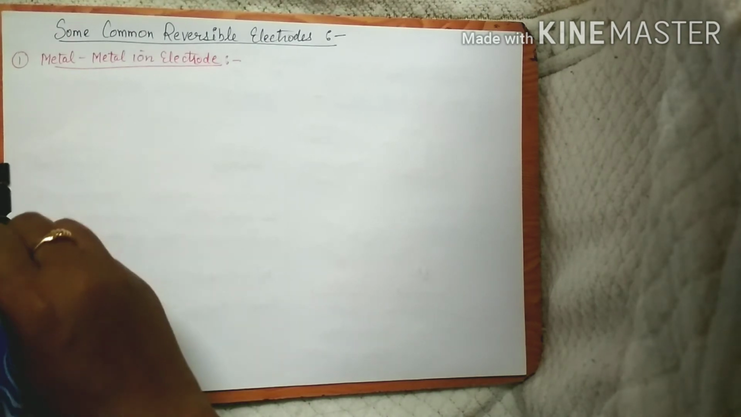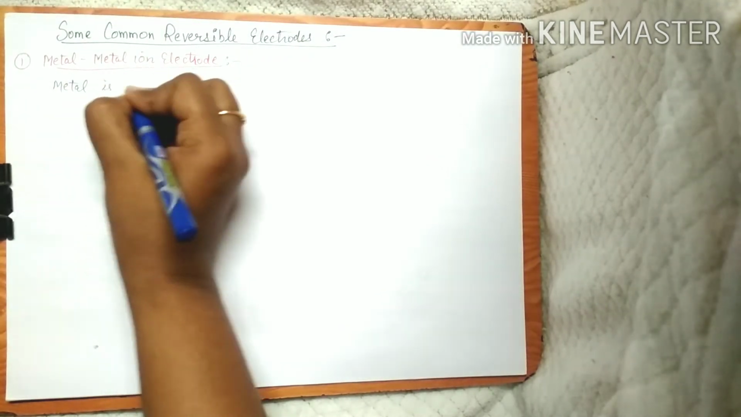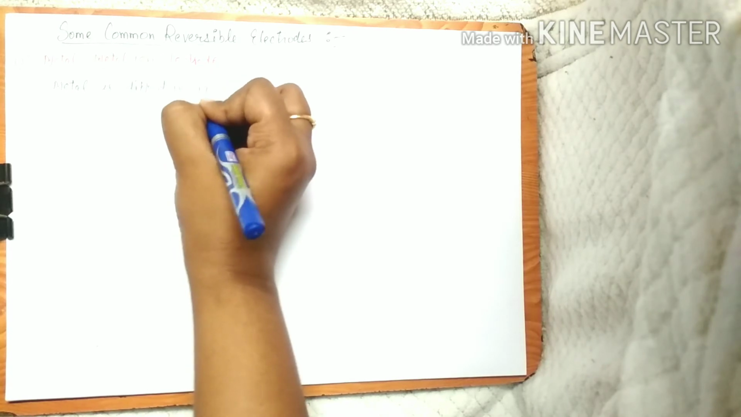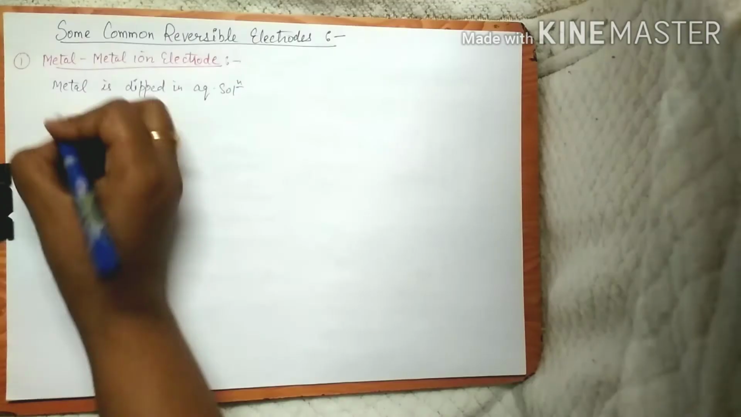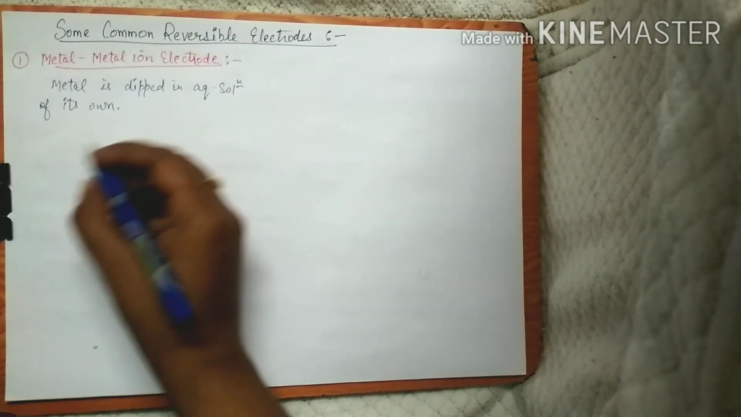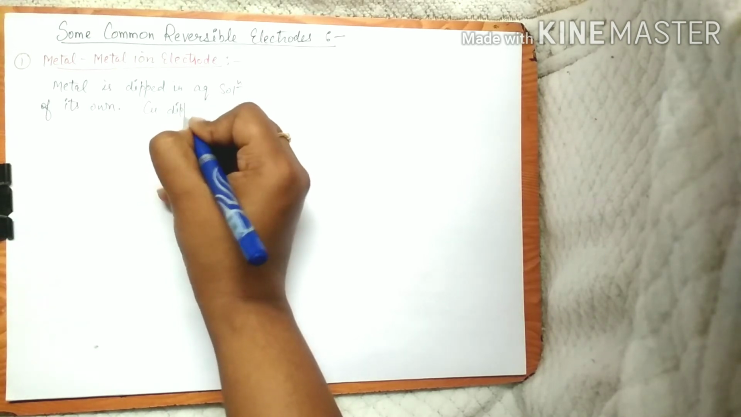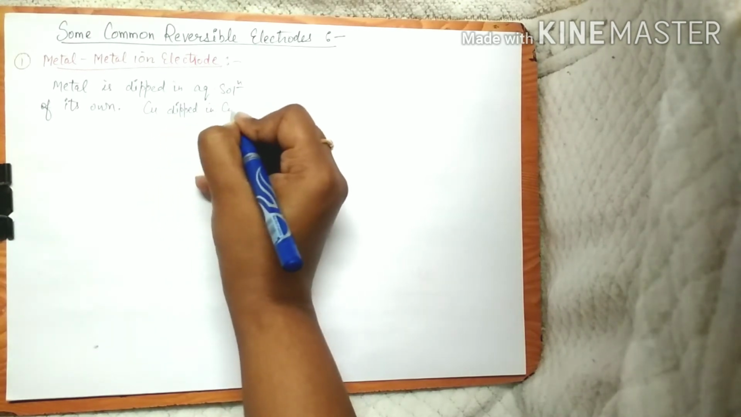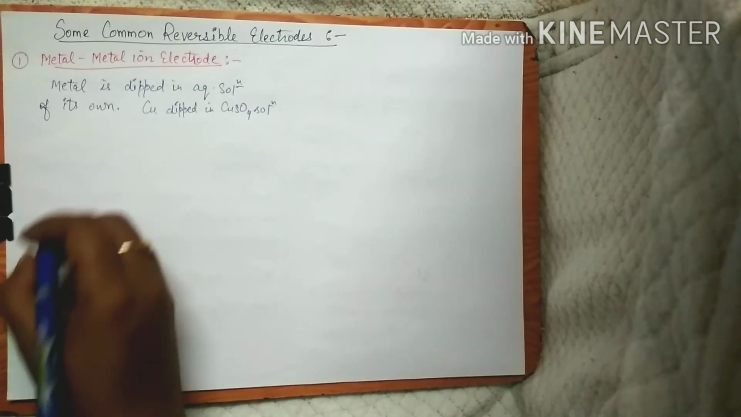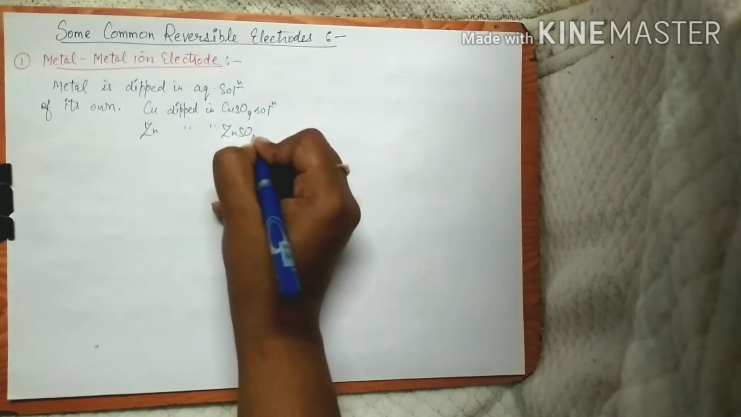What happens in this type of electrode? A metal is dipped in an aqueous solution of its own ions. For example, we have already seen a case of copper dipped in copper sulfate solution, or maybe the case of zinc dipped in zinc sulfate solution.